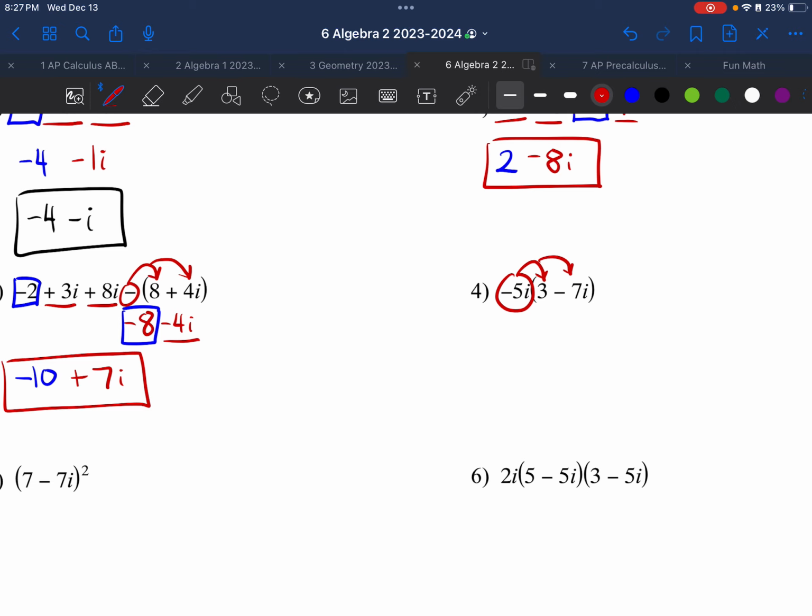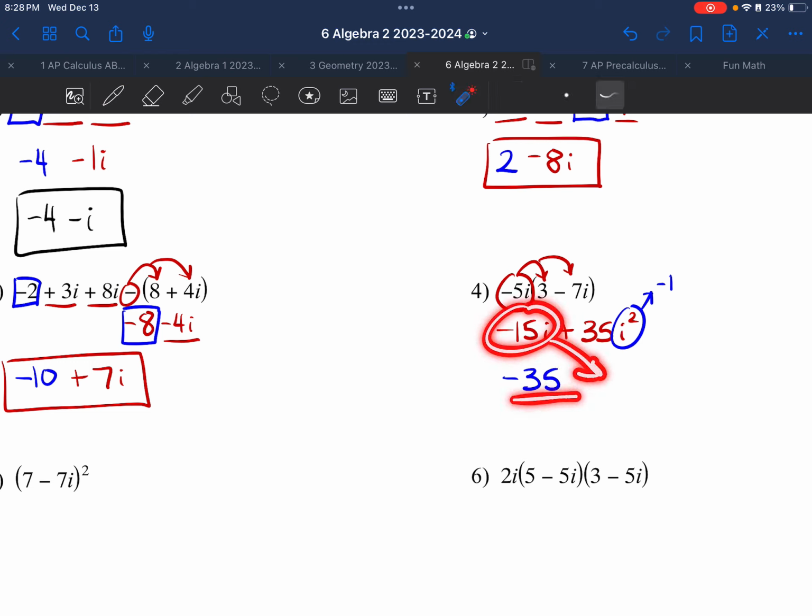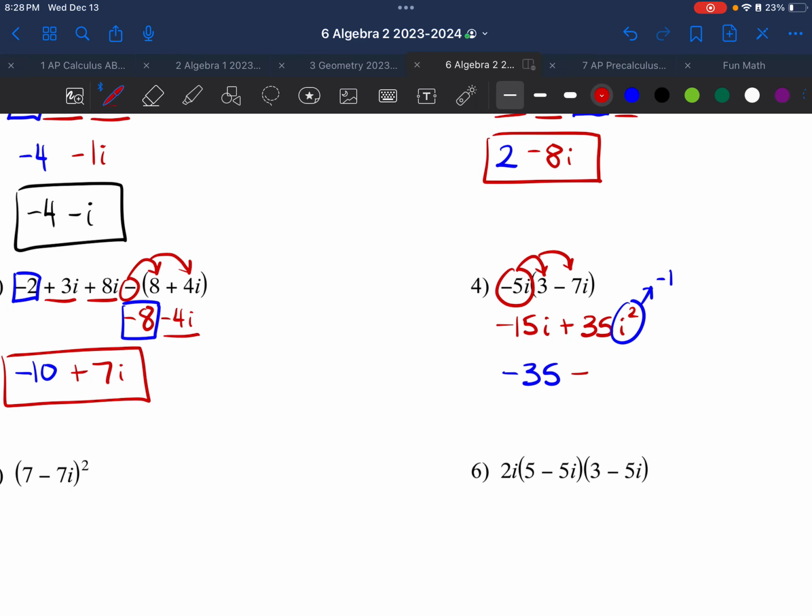A negative 5 times a positive 3 is a negative 15. Don't forget the i. Negative 5i times a negative 7i. Negative times a negative is a positive. 5 times 7 is 35. i times i is i squared. We're not done yet. In order to simplify every problem in this unit, anytime you see an i squared, we switch this out for a negative 1. So this is really saying 35 times negative 1, which is a negative 35. Negative 35. And we typically write the real number first and this imaginary term second. So I'm going to say negative 35 minus 15i for my final answer, and we'll box it.